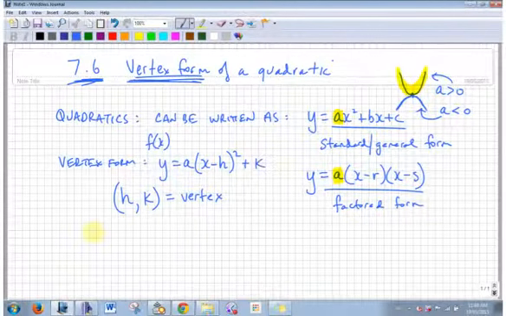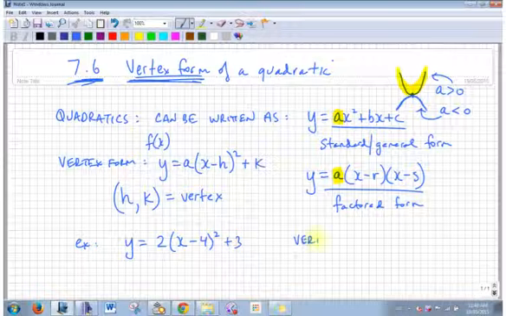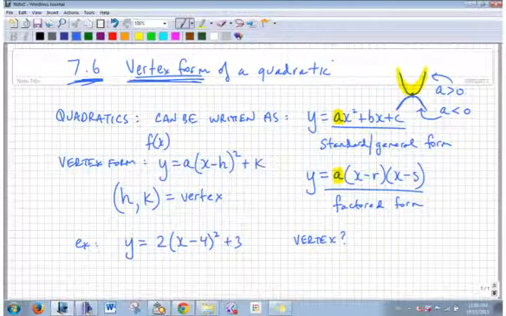So, example. Y is 2x minus 4 squared plus 3. What's my vertex? Remember, vertex is always a coordinate point. There's an x and a y there.